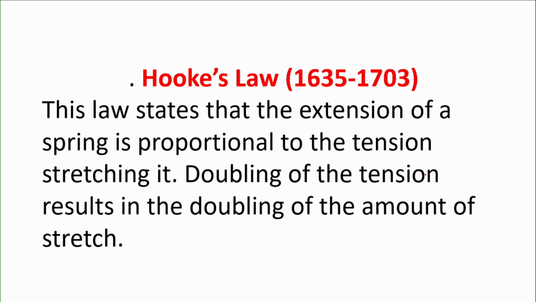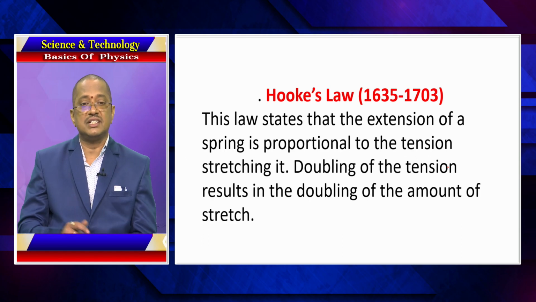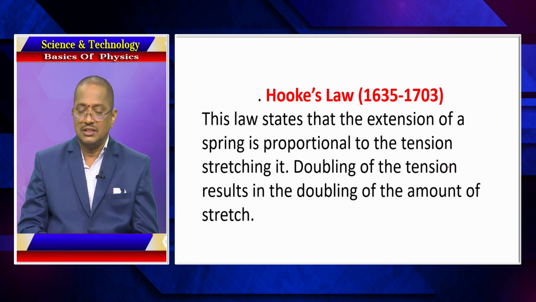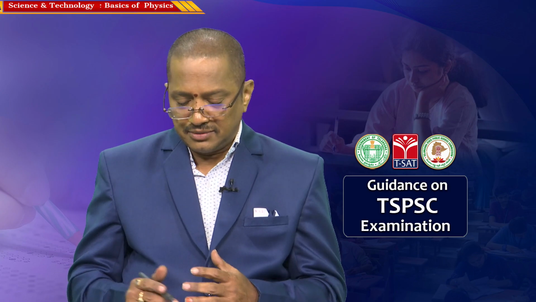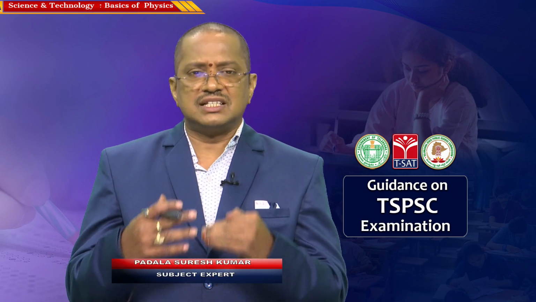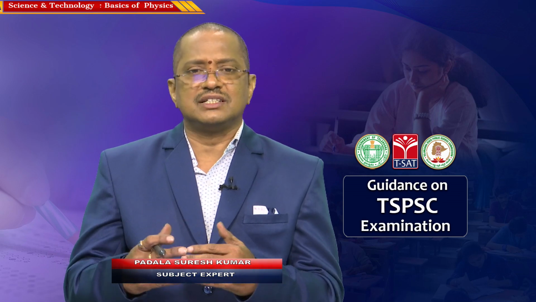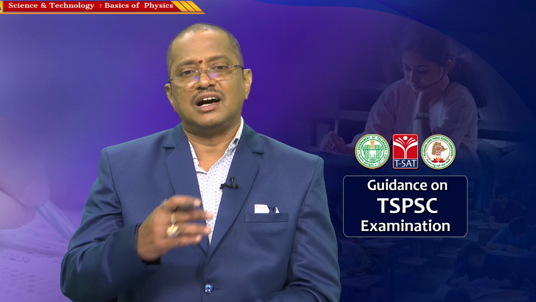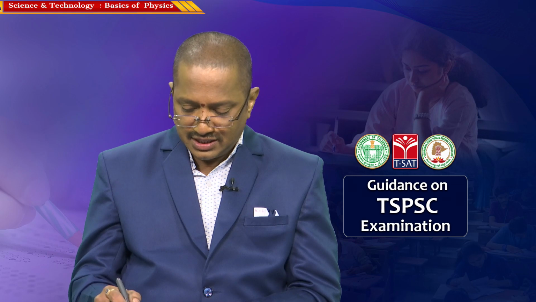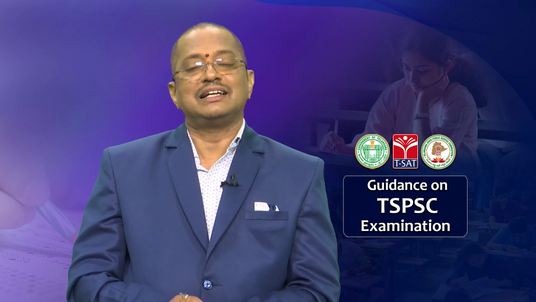The last one we have to discuss is Hooke's law. As you know, this law states that the extension of a spring is proportional to the tension stretching it, and doubling the tension results in doubling the extension. Simply, it is directly proportional. As the force increases, the extension of the spring also increases. So, F is proportional to L.